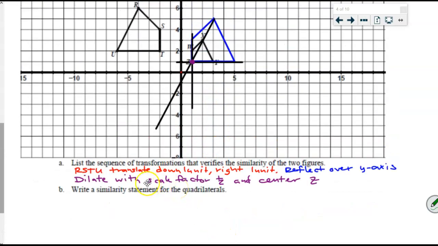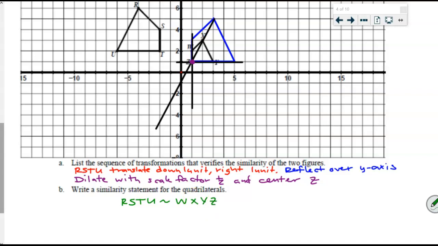Quadrilateral RSTU is similar to what? Don't make me do the work for you. RSTU is similar to... W, X, Y, Z. Agree or disagree?